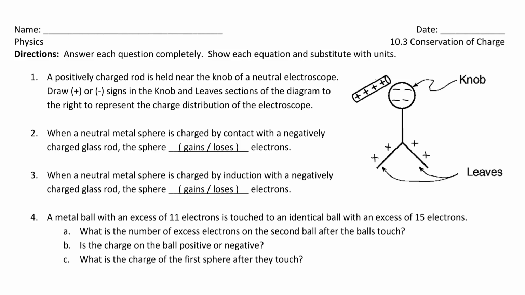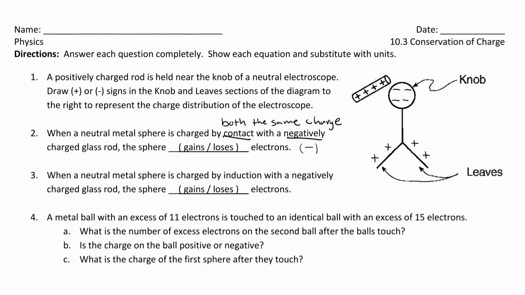Number 2 says when a neutral metal sphere is charged by contact with a negatively charged glass rod, the sphere gains or loses electrons. Okay, if it's charged by contact, it's going to be both the same charge. As we talked about in 10.2, if you're looking for an explanation of the difference between charging by contact and charging by induction, I explained it in the beginning of the 10.2 video, so go watch that. So it's going to become negative.